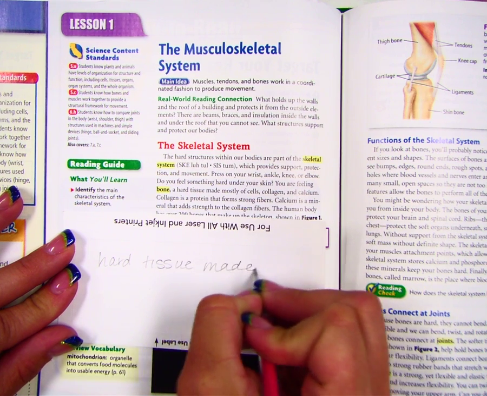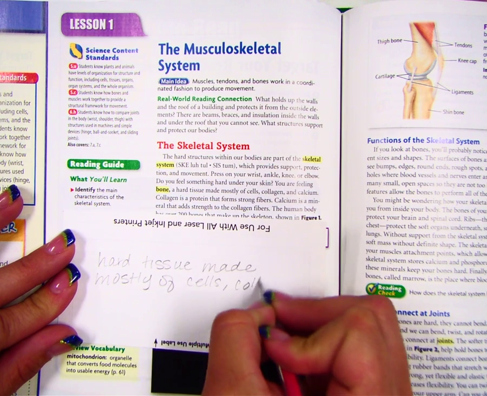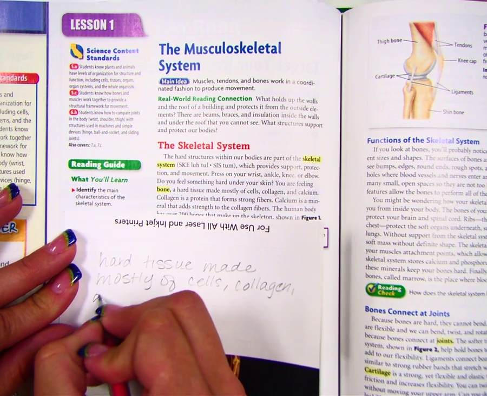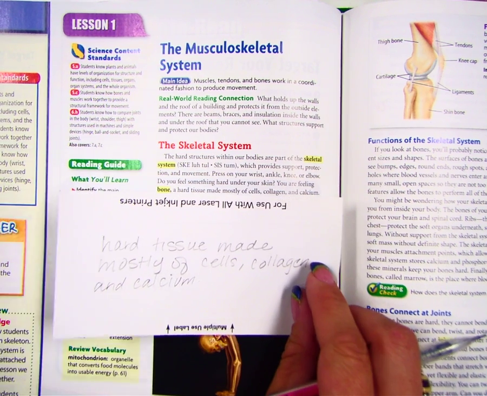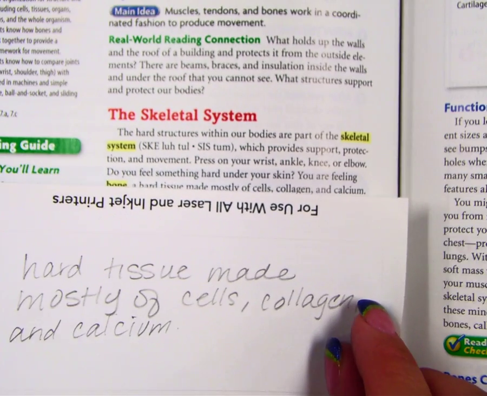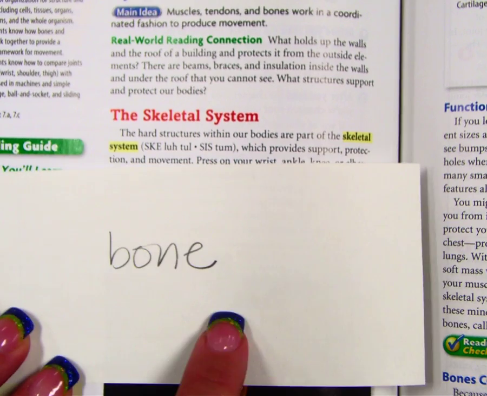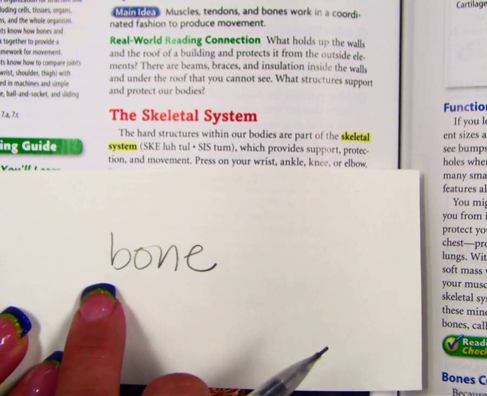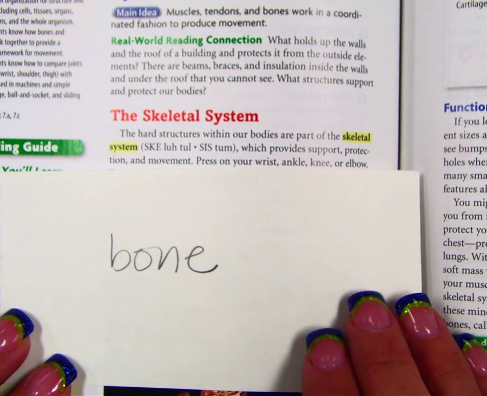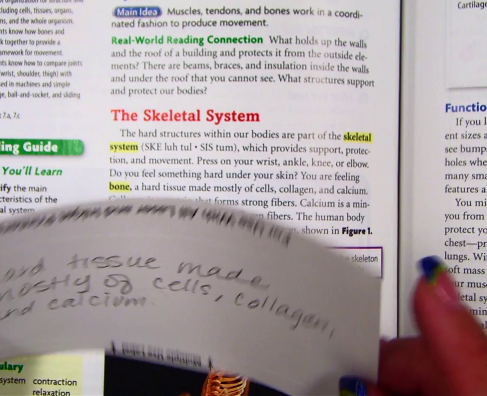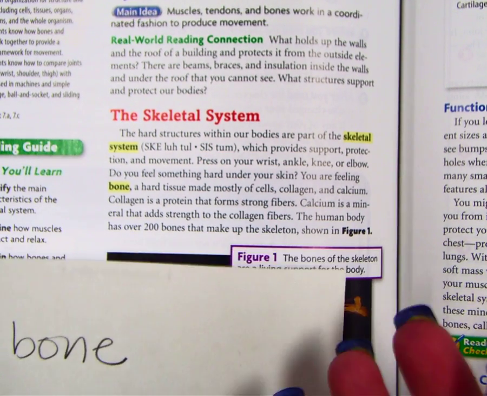And so if you go through your book, you'll find the definition for bone, or you can look up in the back of the book, there is a vocabulary definition section. And so it says a bone is a hard tissue made mostly of cells, collagen, and calcium. So that's the definition. So here's bone. You want to flip your card over and write a hard tissue made mostly of cells, collagen, and calcium.